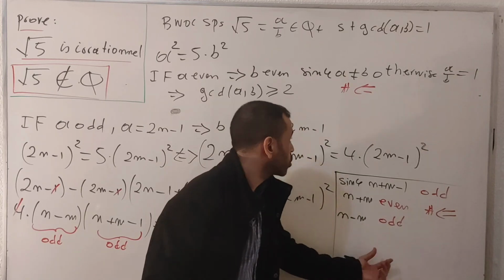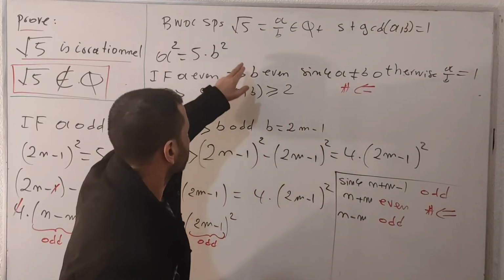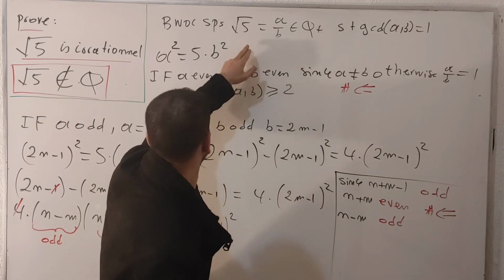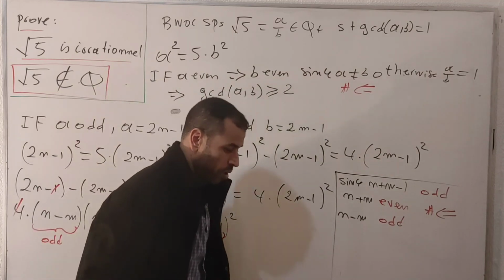Since we found this contradiction, that means both cases are impossible to give us the square root of 5 as a rational number. That means the square root of 5 is not a rational number. Now I have finished this proof.